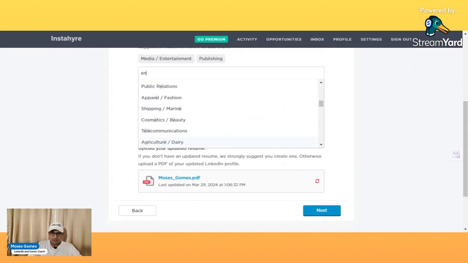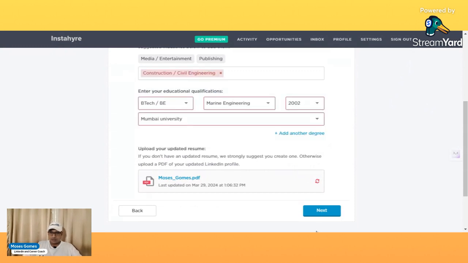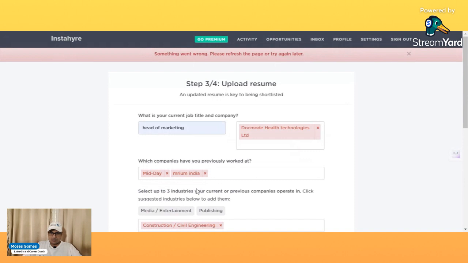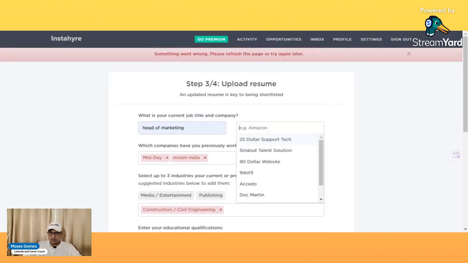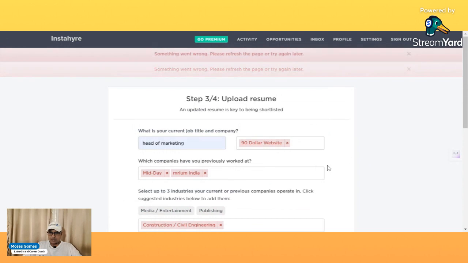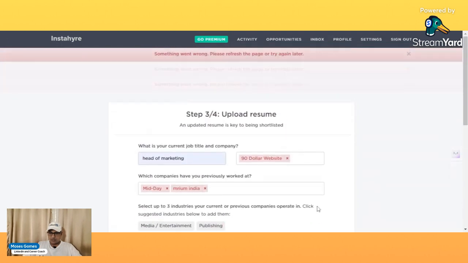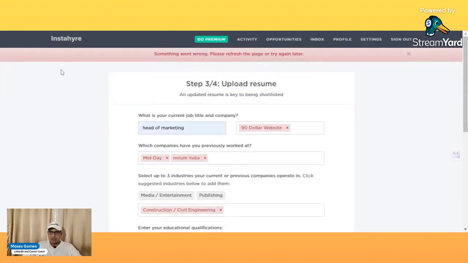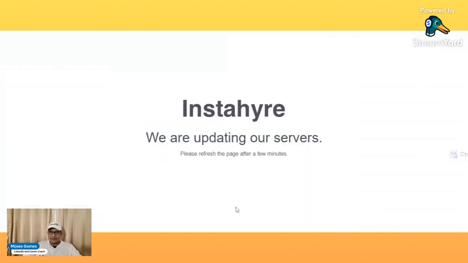Select the type. Let's add, say, $90. Refresh the page. They're updating. The servers are getting updated. Sorry, I cannot help out. Anyways, we'll go to our previous one and check out. The servers are getting updated. Let's share screen.